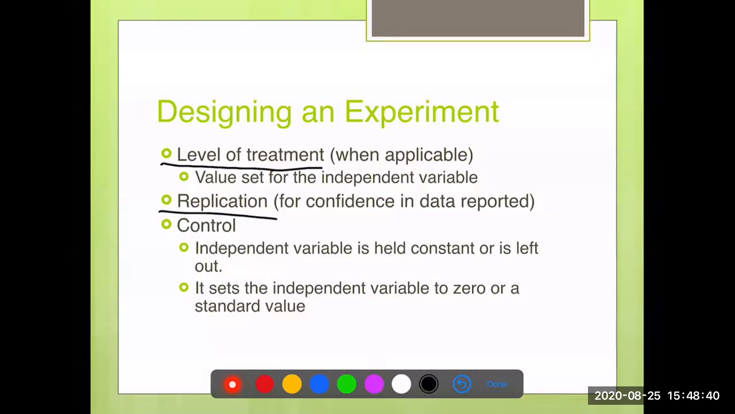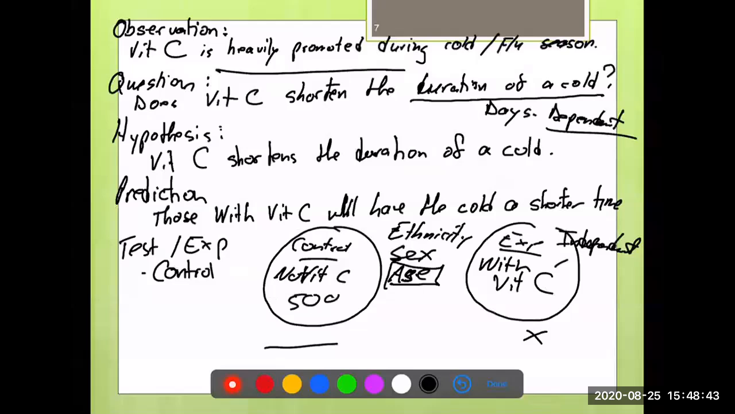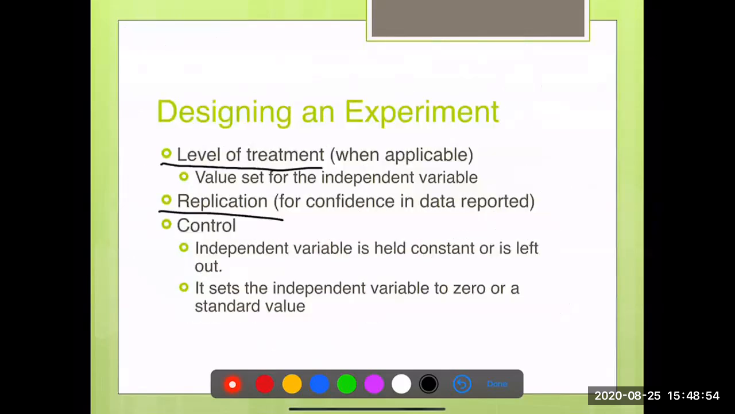Replication. In my experiment, if I had 500 individuals, then I had 500 controls. If I had 500 in the experimental group, then I had 500 experimental groups. That is replication. But replication can also be another 2 or 3 scientists replicating my experiment to see if they get the same results that I did. That would also be replication. And the reason why we do replication is so that in the end, when we report something to society at large, we have what? We have confidence. The data is robust and it's compelling. And that's when it should come out to the public.